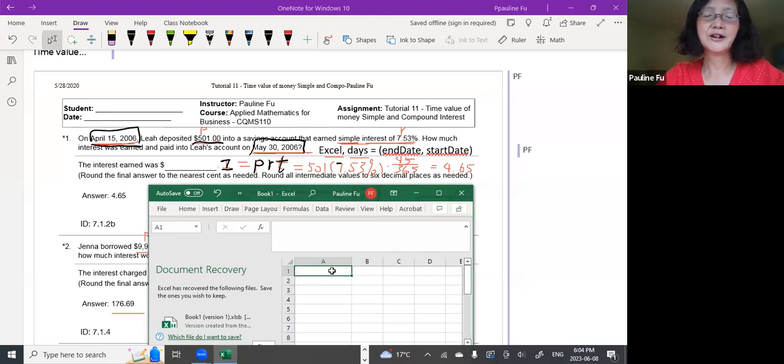Let's do another way. Last class we did just type in the date. For example, April 15, 2006, and then type in May 30, 2006. Do the way we did last lecture. Thank you, Regine. Thank you for your contribution. And then do equal end date minus begin date. So we got 45 days. Okay. Okay, thank you again. Questions?